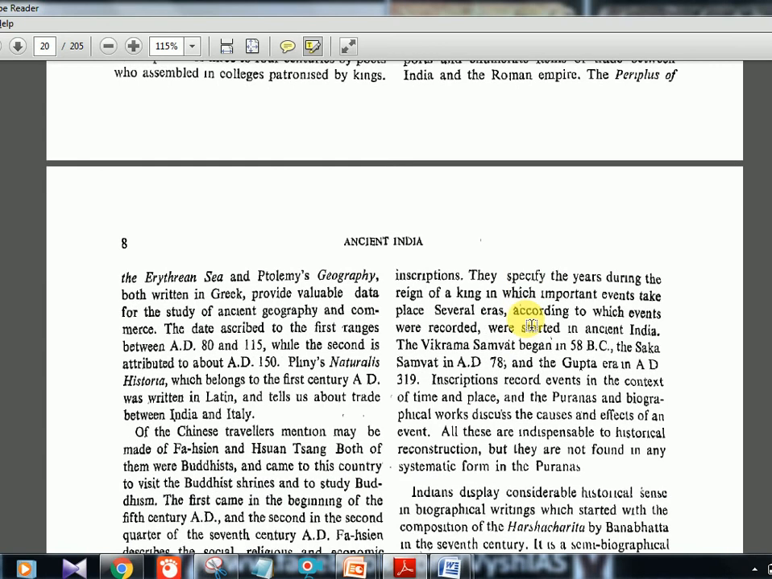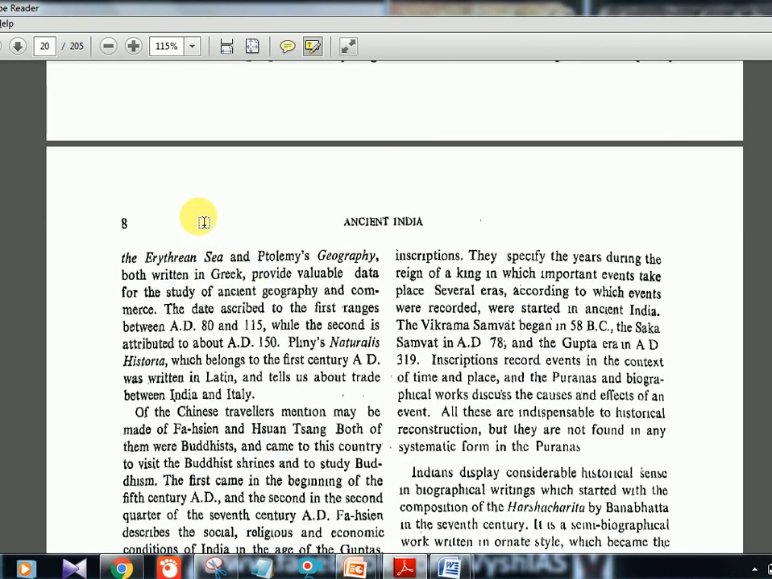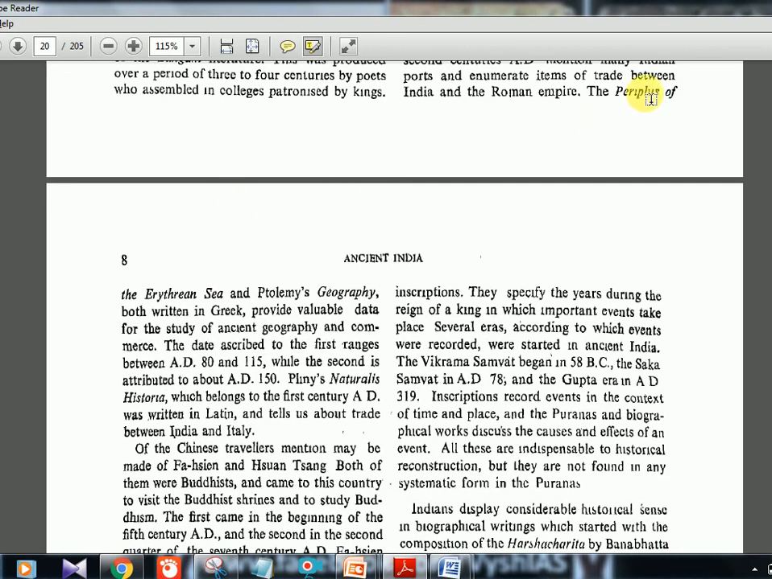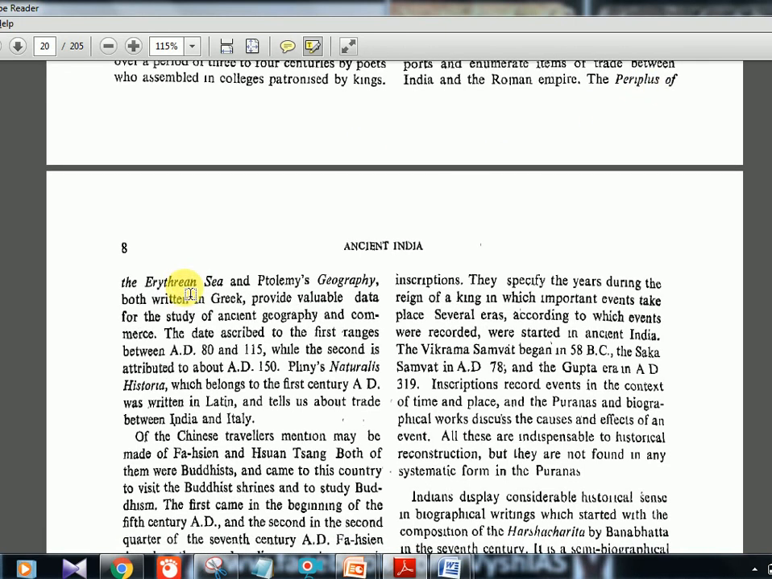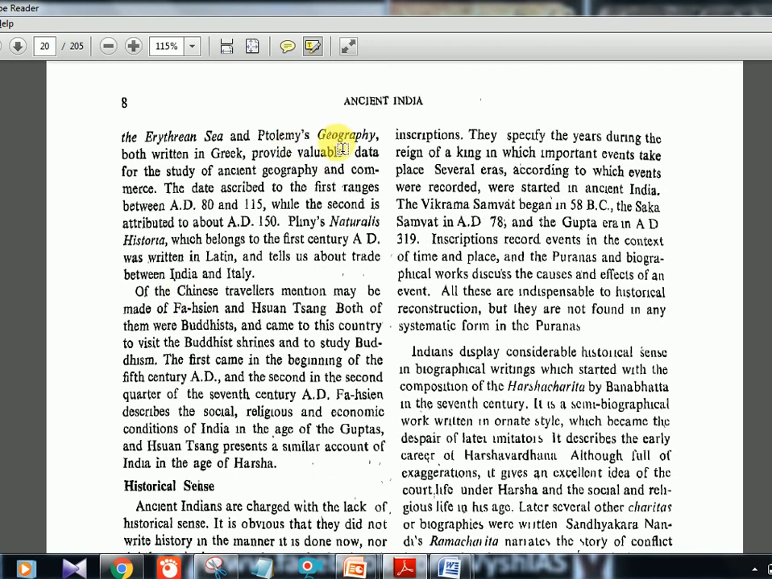Now some important books like Ptolemy's Geography. And the Periplus of the Erythraean Sea. Because match the following can come: Ptolemy's Geography, Greek books. Then Pliny's Naturalis Historia. So geography related is Ptolemy, and history related is Pliny. Ptolemy and Pliny, just try to remember.